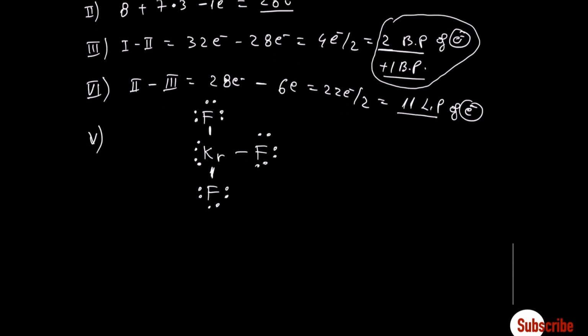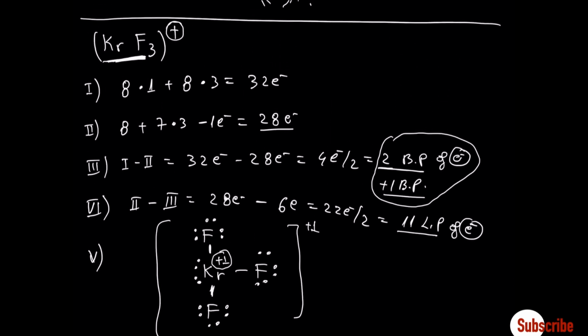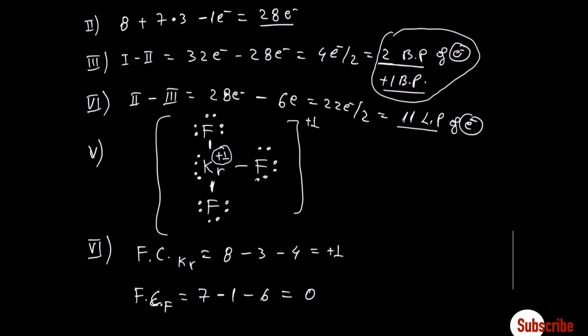The final step is to calculate the formal charge. Formal charge for krypton is equal to group 8 minus 3 bonds minus 4 unshared electrons, equal to +1. Formal charge for fluorine is equal to group 7 minus 1 bond minus 6 unshared electrons, equal to 0. We place the +1 here. This is the final Lewis structure for this ion, because the +1, that is the formal charge, is actually the charge of the ion. We cannot minimize it, so we leave it as it is.